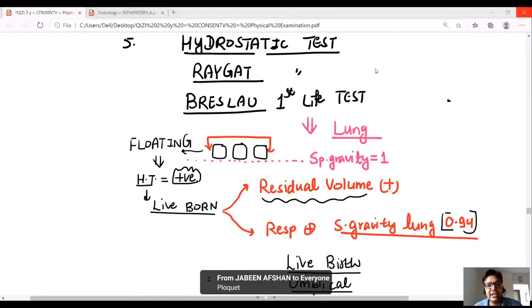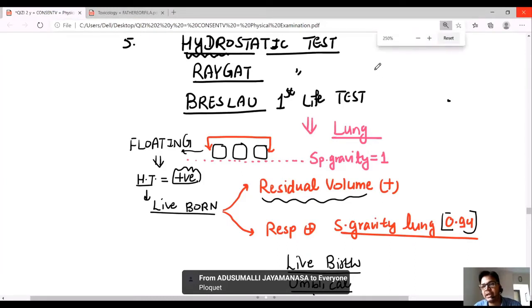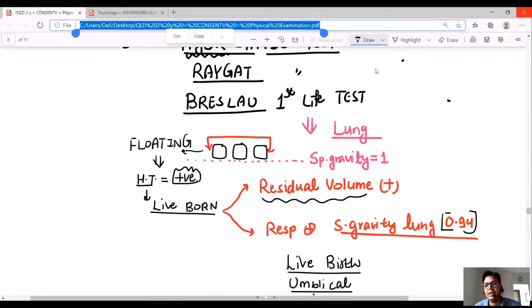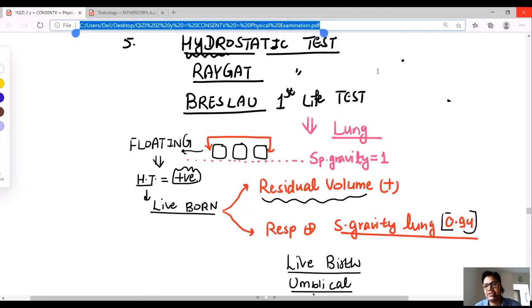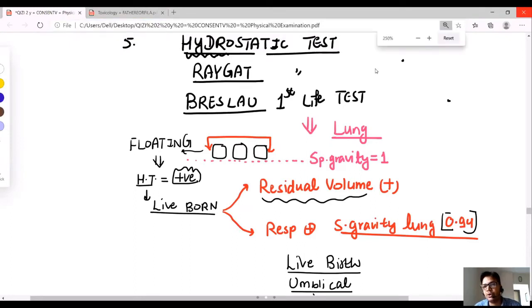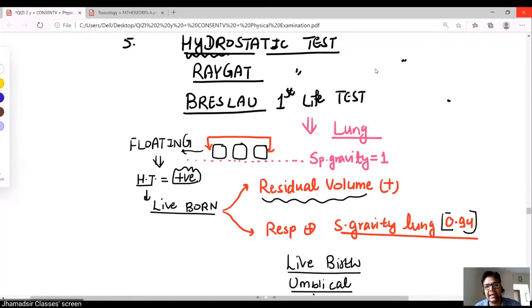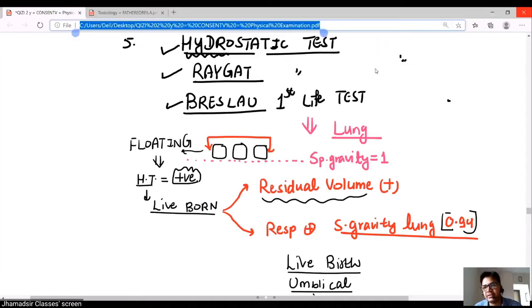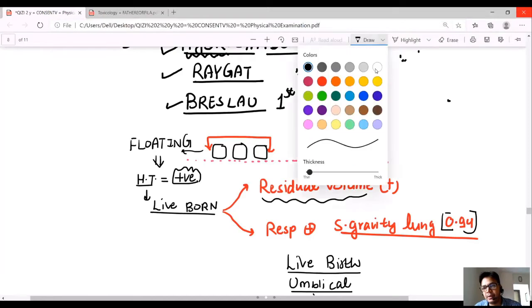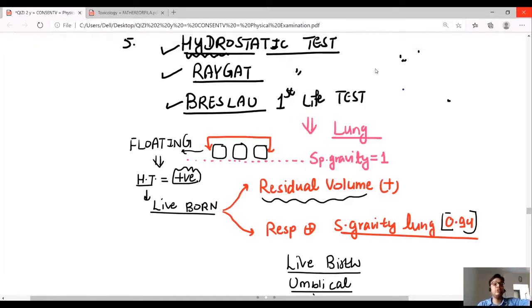Now sir, the last test is hydrostatic test. What is hydrostatic test, sir? It is also known as Regard test. Hydrostatic test is also known as Breslau first life test. Breslau second life test was for stomach. It is Breslau first life test.